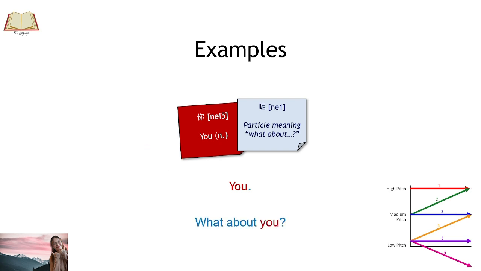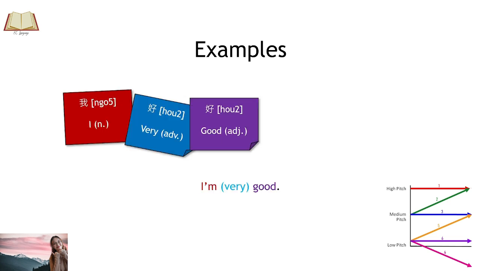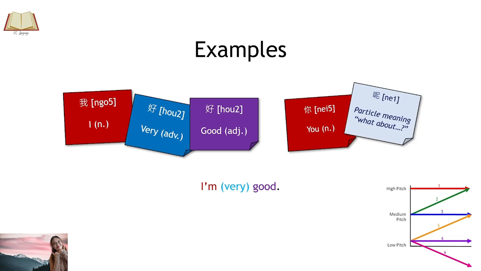Meaning, what about you? For example, 你好嗎? How are you? 我好好, I'm very good. 你呢? What about you? 我好好, 你呢? I'm very good. What about you? As you can see, this applies the previous question, how are you, to the preceding word, 你. This is how we reciprocate a question in Cantonese and in Mandarin as well.